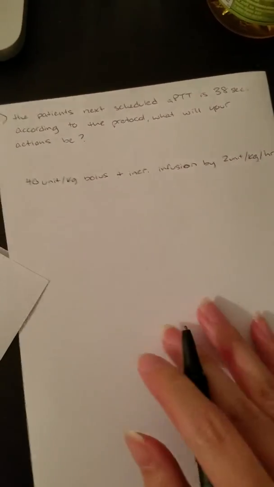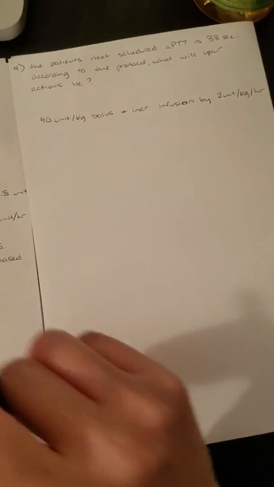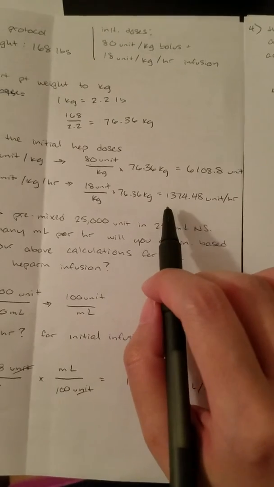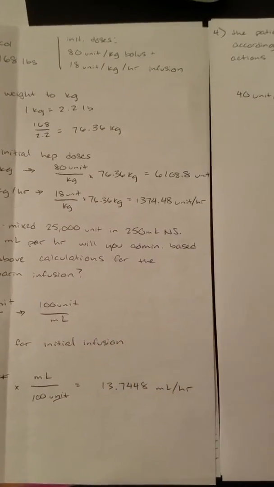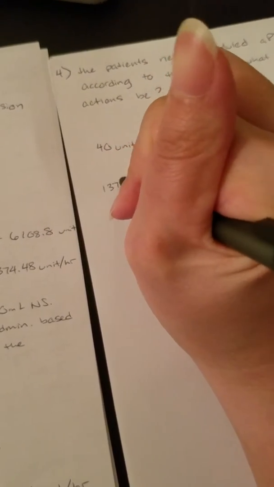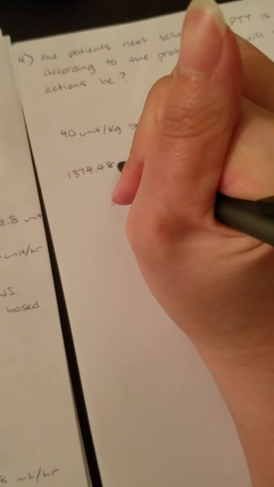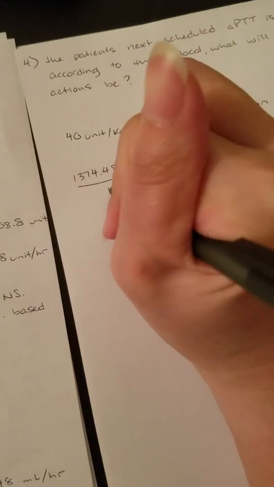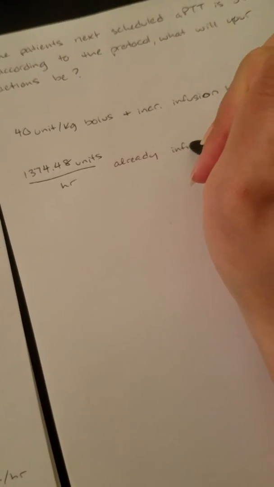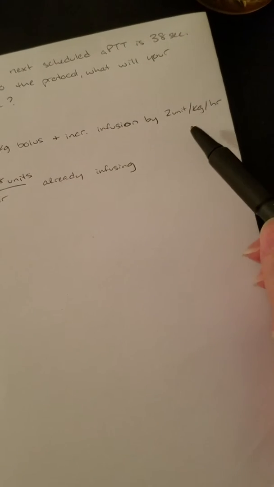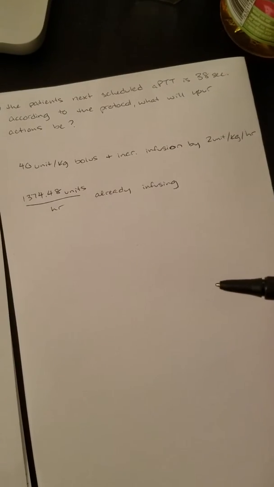Now remember, this is an adjustment to what you already have, and calculated from number 2, this part, you already have this infusing at the initial rate. So you have 1374.48 units per hour already infusing. And you're trying to increase it by this much because it's based on the lab you drew in the sliding scale.